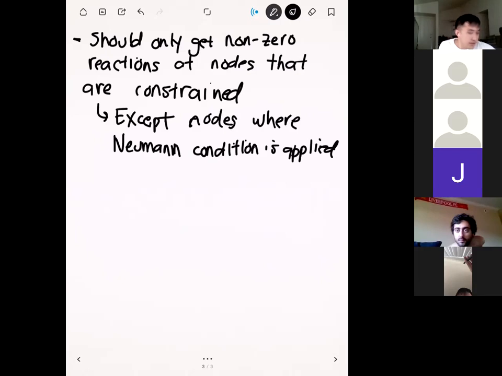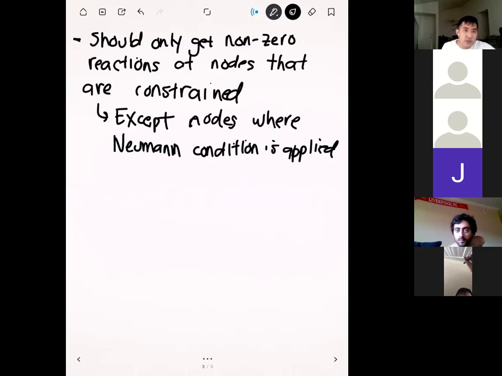Okay. And so basically, when you're computing these reaction forces, you should only get non-zero reactions where you apply boundary conditions. And that's why we have to do this on the system before we apply the boundary conditions. If we do it on the system with the boundary conditions, we just get our system back again. So that's why we have to do it on these ones. And for the nodes where there's no boundary condition, no Dirichlet, no Neumann, when you compute your reaction forces, you should get zero.